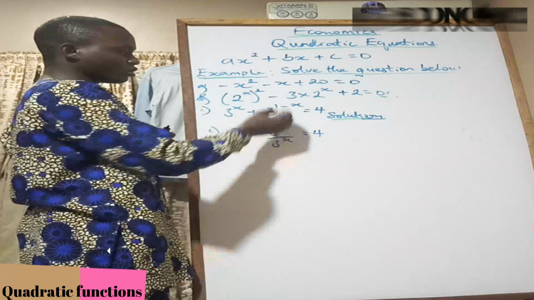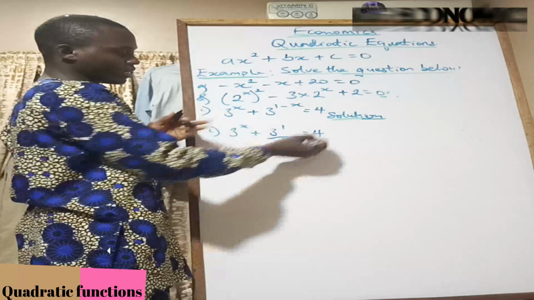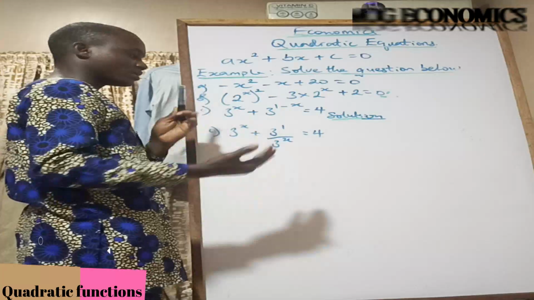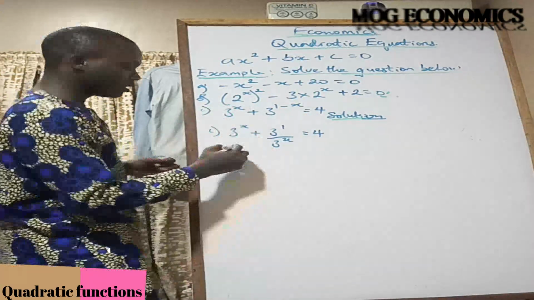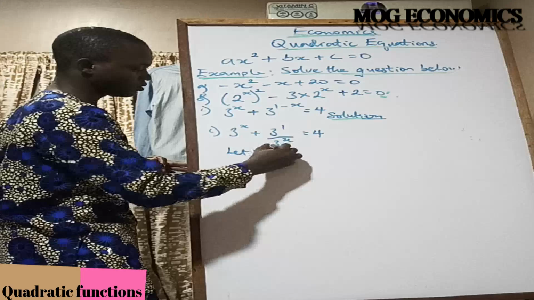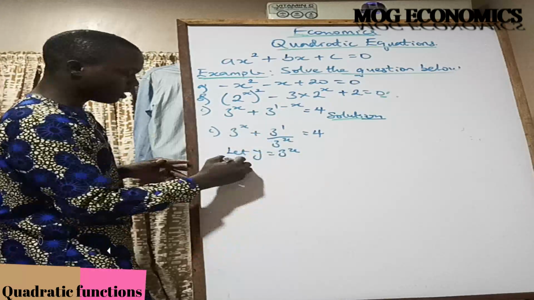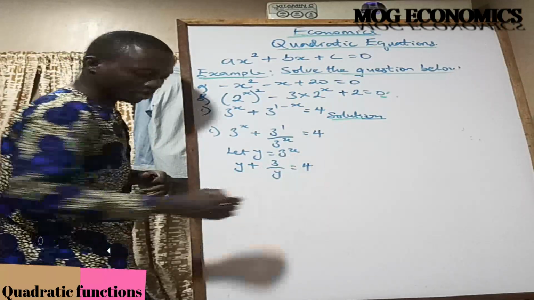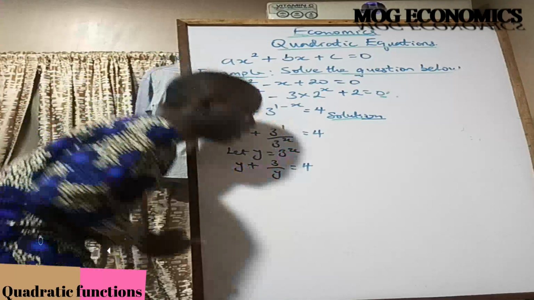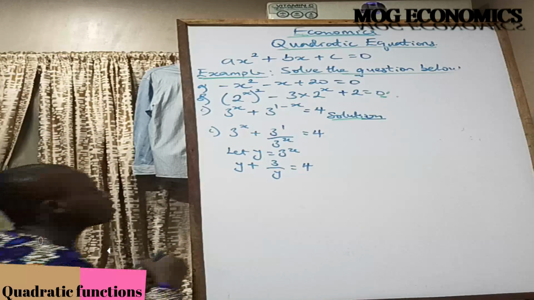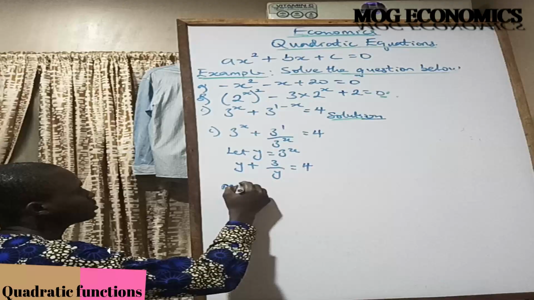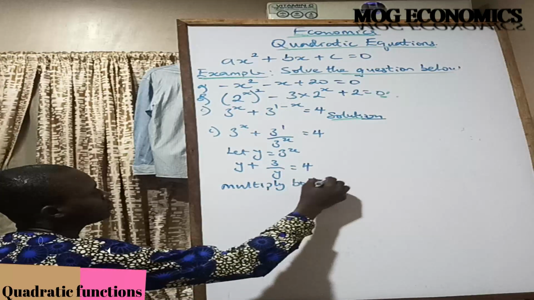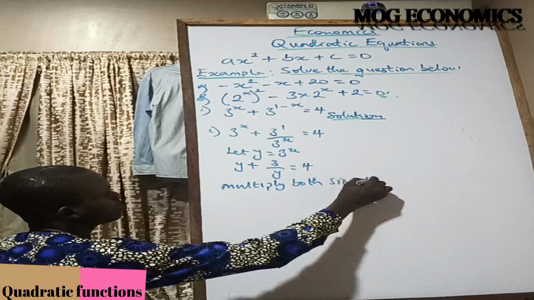You can see how the things we've learned in the past come into play. From here, we can now let y equals 3 raised by x again. So I'm going to have y plus 3 over y equals 4. So all I have to do is multiply both sides by y. Some people go and look for the LCM, but I kind of prefer multiplying by y.